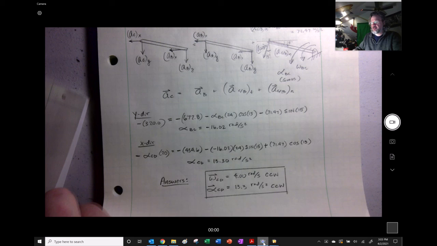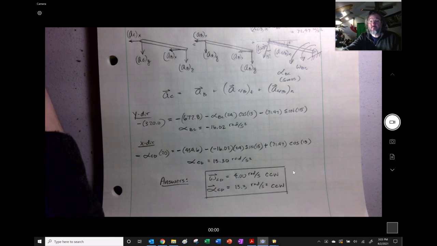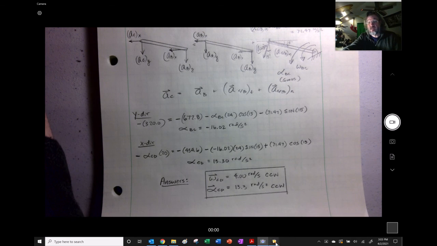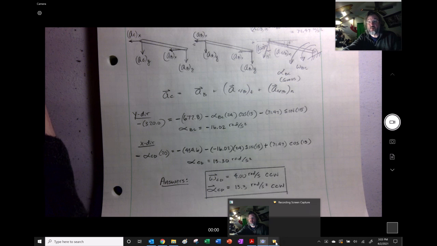Kaboom! Hopefully I did it right. I don't know. There were lots of opportunities for mistakes. So if I make a mistake, mea culpa.